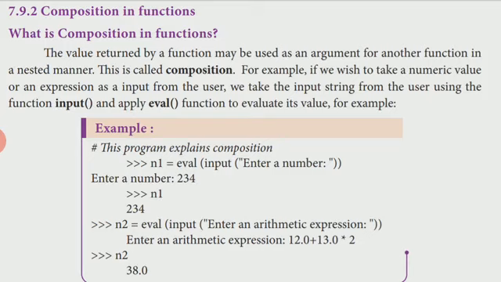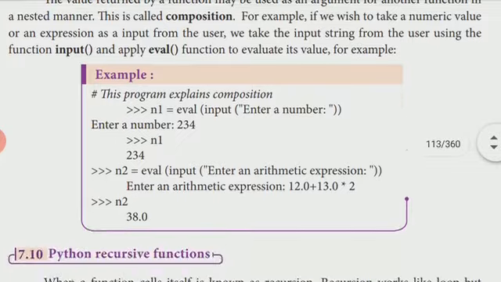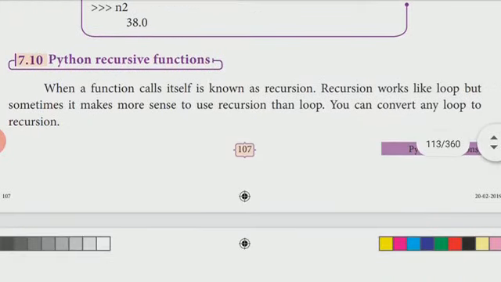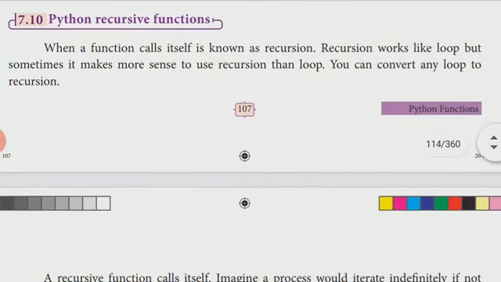and that answer becomes 38. So composition means the returned value of a function will be used as an argument for another function. Here you can use either numbers or an expression, any one you can use. The next topic is recursive function.